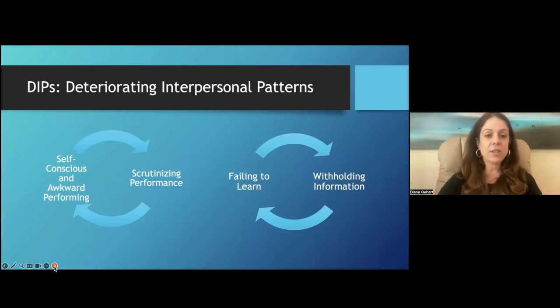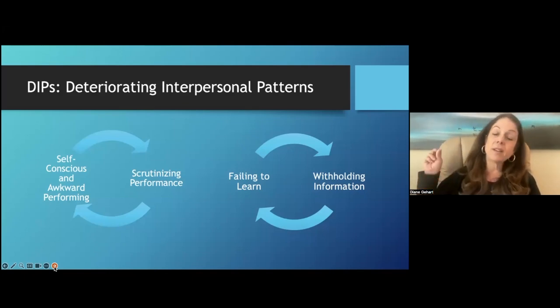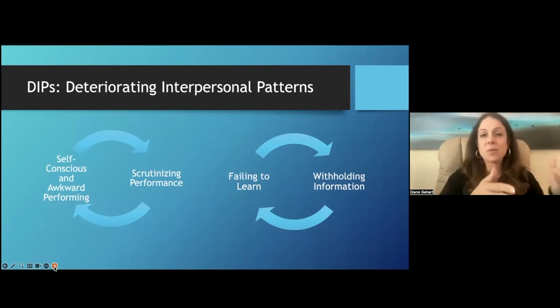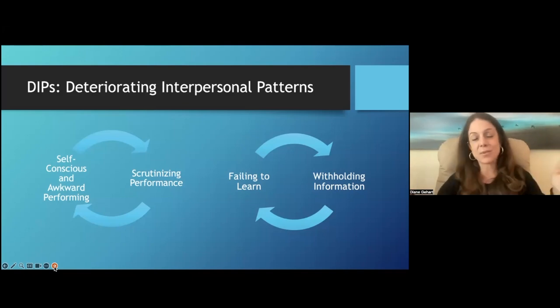So deteriorating interpersonal patterns, this is where you move from a wellness pattern to a PIP, a pathologizing pattern. This is where scrutinizing, let's say a child's performance, makes someone more self-conscious or awkward in performing. You see this happen all the time with couples and in families, where a parent or a partner, the other person tries to do something helpful.